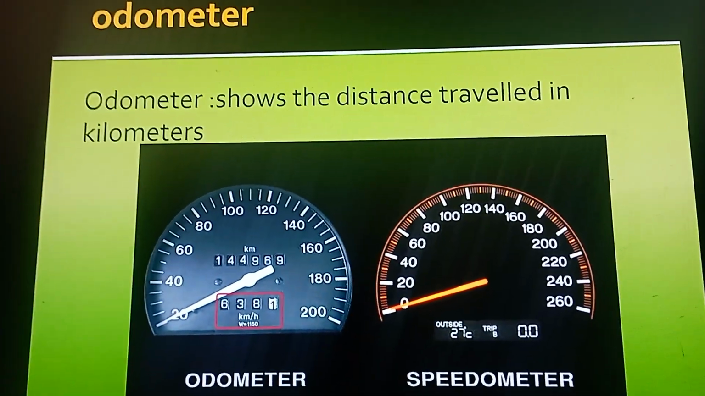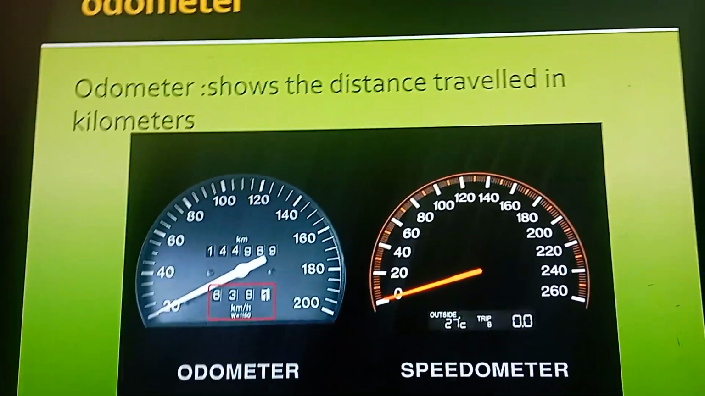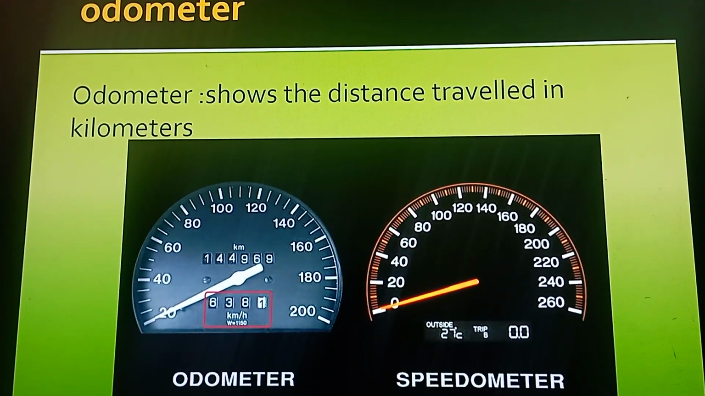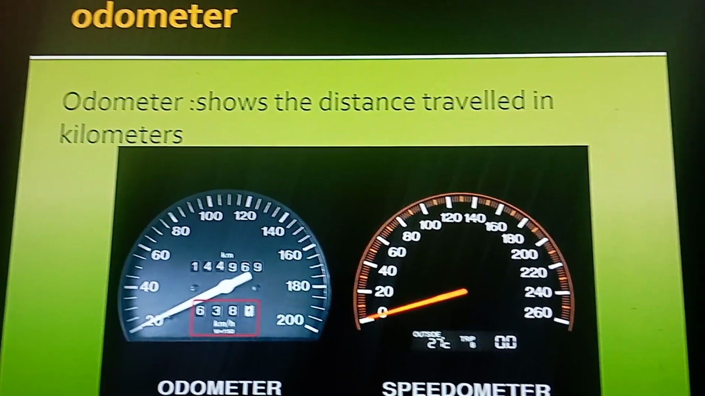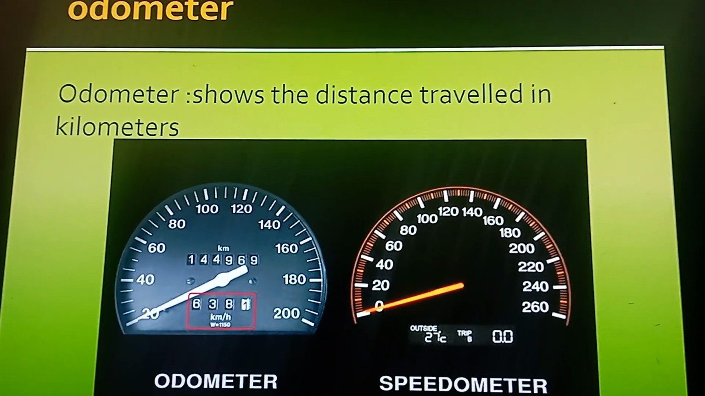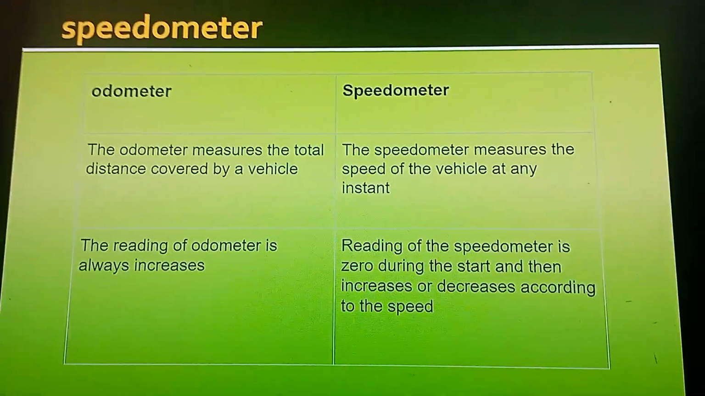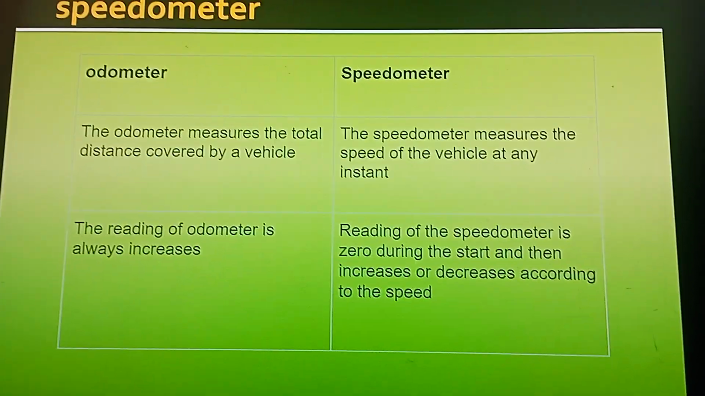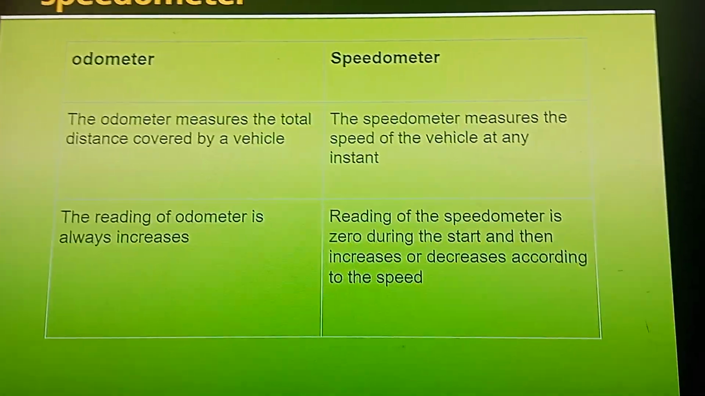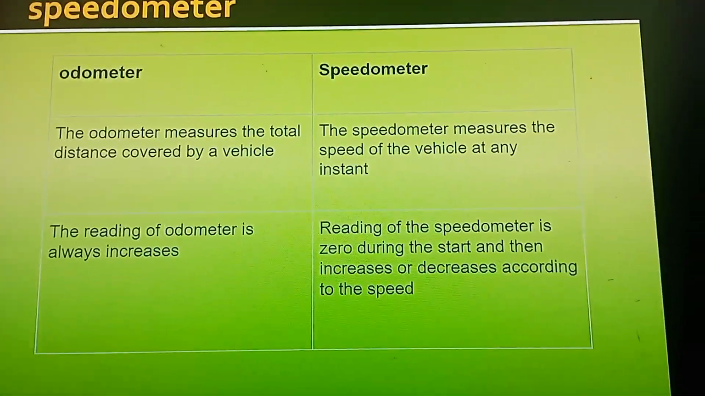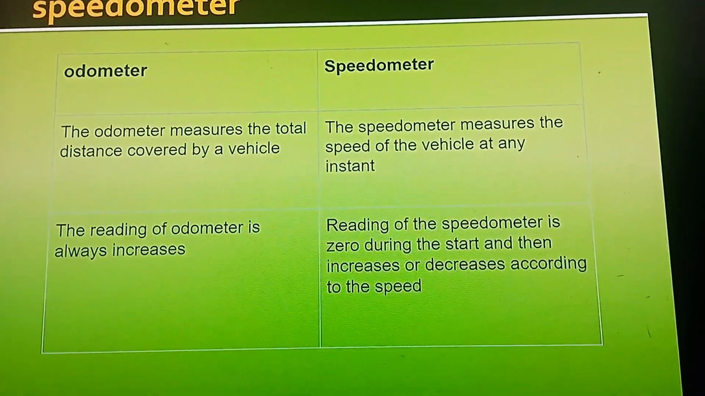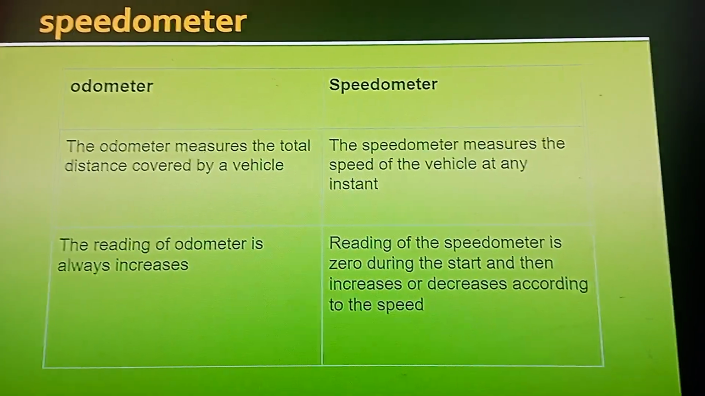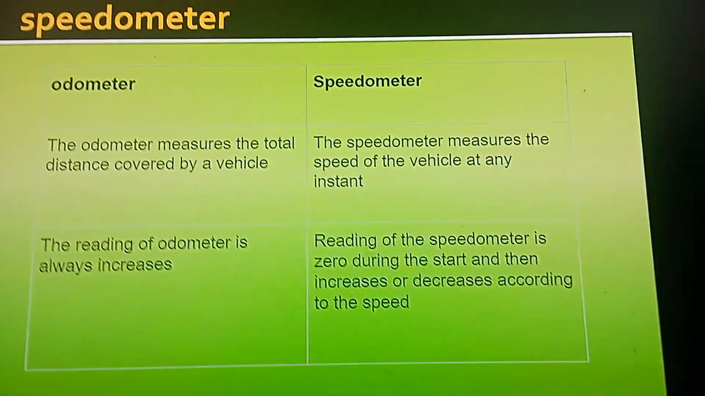And the odometer shows the total distance you traveled. What is an odometer? It shows the total distance you have traveled. The speedometer shows with how much speed you are traveling at present. What is the main difference between speedometer and odometer? The odometer measures the total distance. The speedometer measures the speed at an instant. The reading of the odometer always increases as we go on traveling.